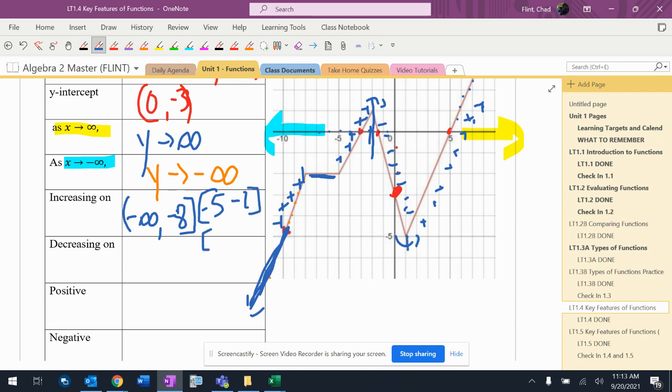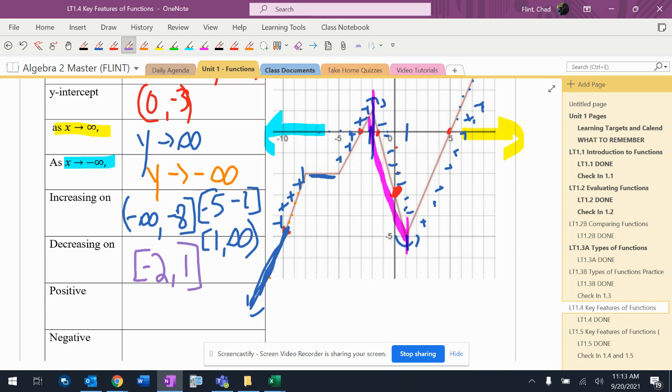Then it decreases for a while, and then it spins around down there at the bottom, and it starts increasing again right here. That's at 1, and it increases to infinity. All right, so it increases forever in that direction. It's only decreasing in one spot between here and here. So it's only decreasing right there, which is from negative 2 over to 1.